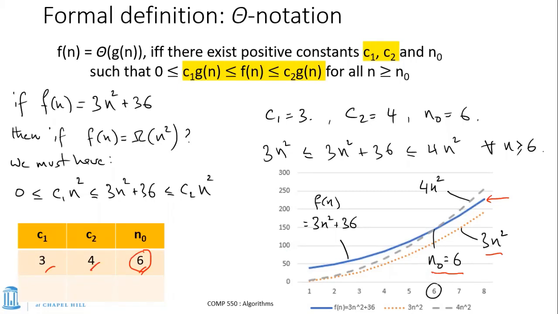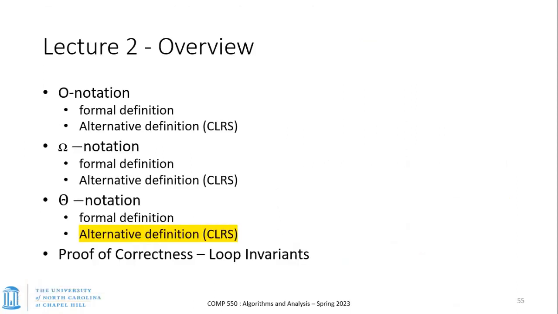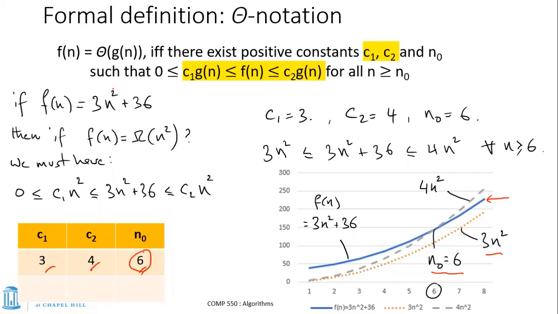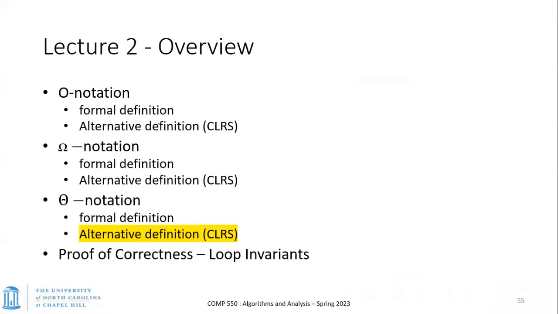So now essentially what we've done is we've been able to see that for this particular equation, 3n squared plus 36, this is in fact theta of n squared. I do have some mistakes. I'll correct those in the slides that I posted.